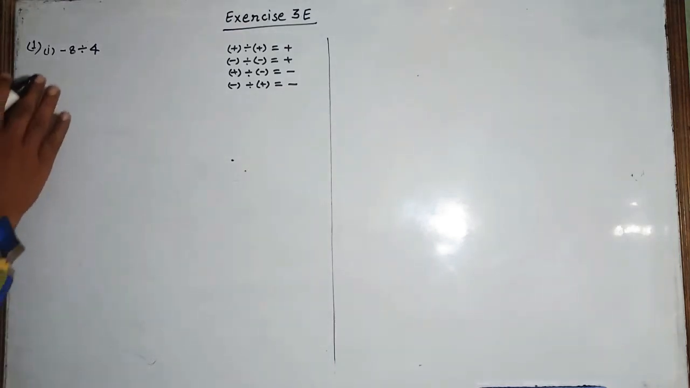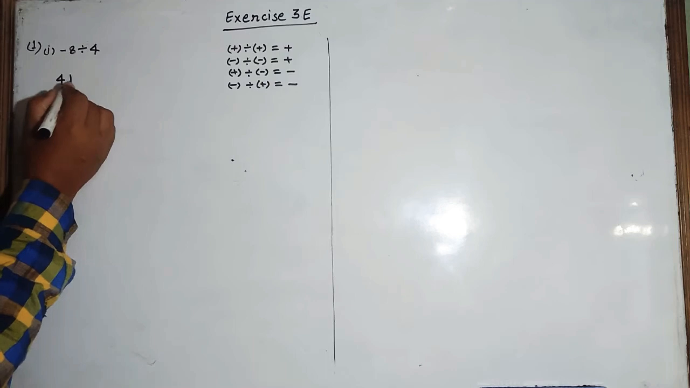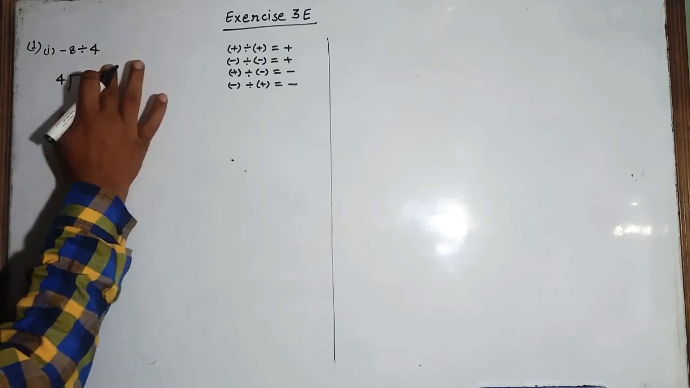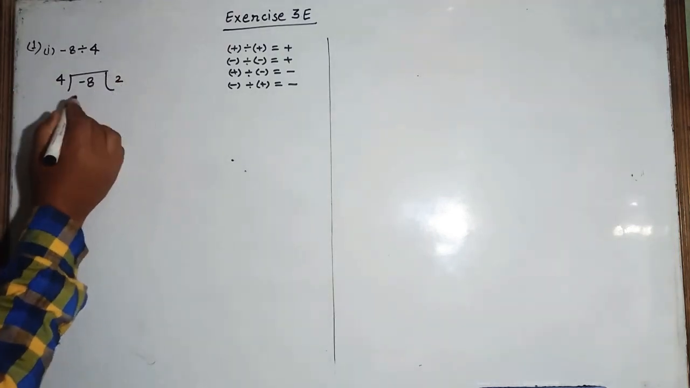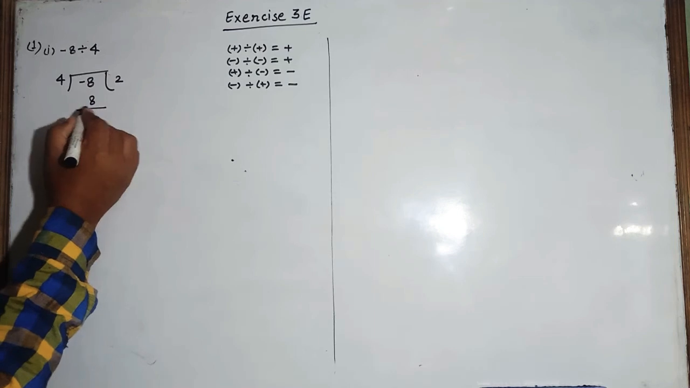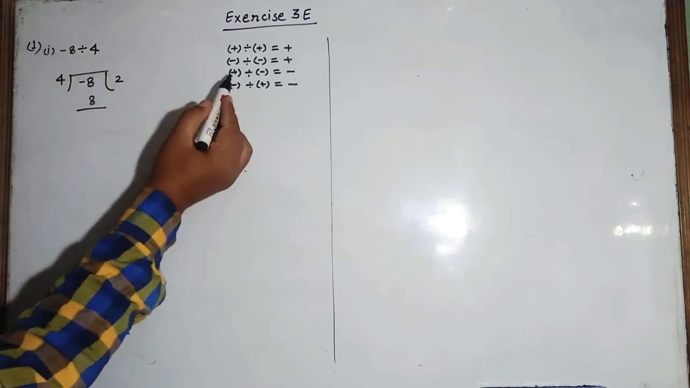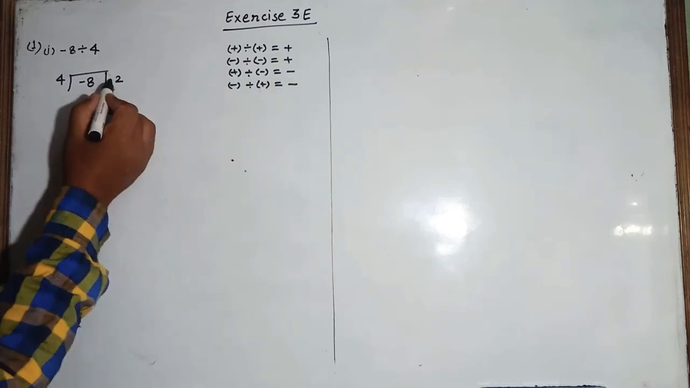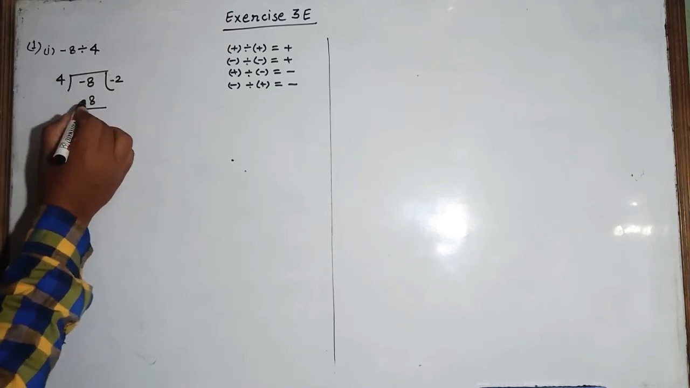So question number one is -8 divided by 4. We can write it like this also. Here will be -8, and the quotient you can write here. So 4 ones are 4, 4 twos are 8. So 4 twos are 8, you can write here, and you have to know that a negative number divided by a positive number, the result will be negative only. So it will be 4 twos are 8, -8 it will be.